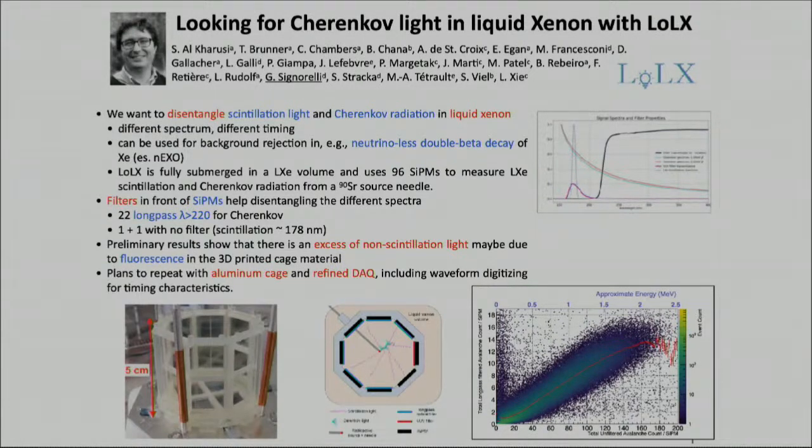To check both, filters are prepared in front of the CPMs. One is only to select the liquid xenon scintillation light, around 175 nanometers. For Cherenkov light, long pass filters are used to select wavelengths larger than 220 nanometers. The very preliminary result already shows some excess over the liquid xenon scintillation light, and this will be improved by more sophisticated test chambers.